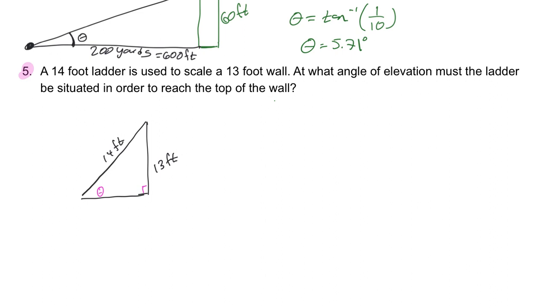Okay. So again, I have hypotenuse and I have opposite. So that means I'm using sine. So again, I'm finding theta. So that means I get sine inverse of opposite over hypotenuse. Going to my calculator, sine inverse of 13 over 14 equals 68.2 degrees.